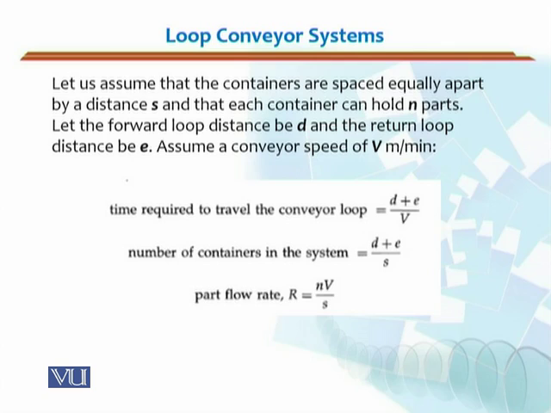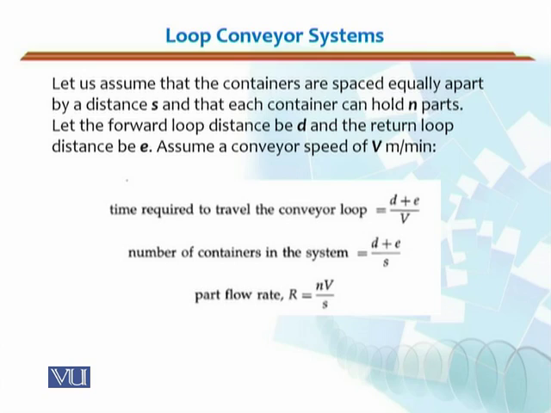So what do we have? The distance between the containers we have represented here by s, and each container can hold n parts. The forward loop distance would be d, and the return loop distance would be differentiated from d by assigning a symbol e.